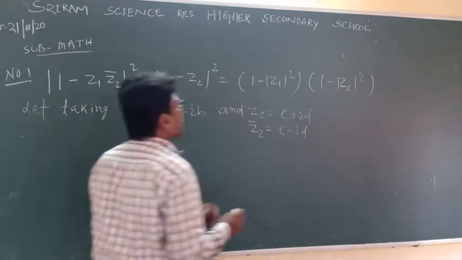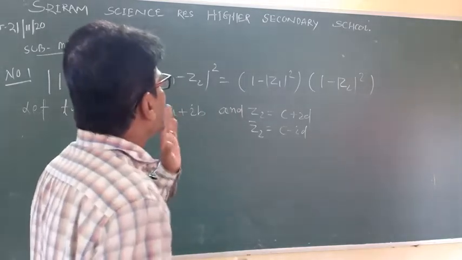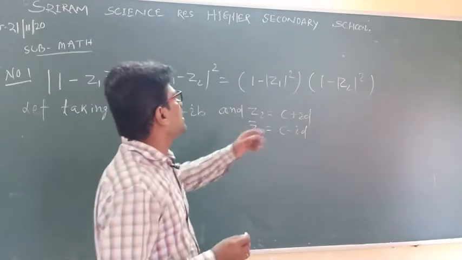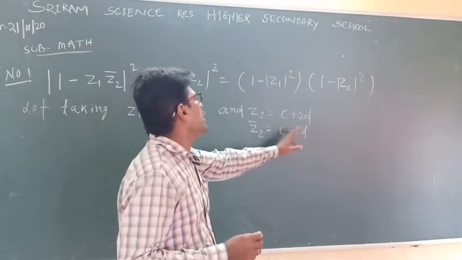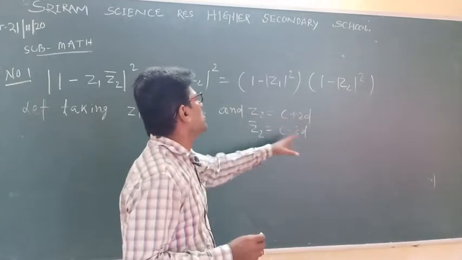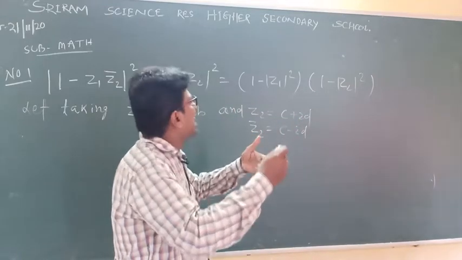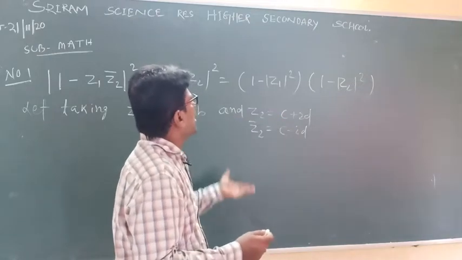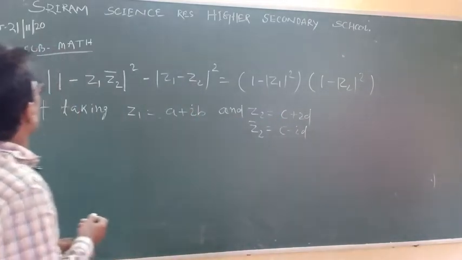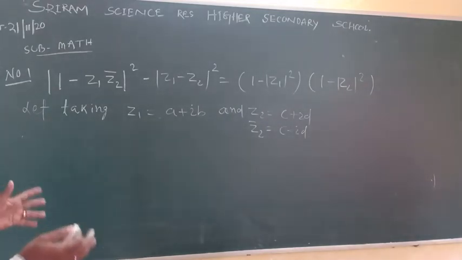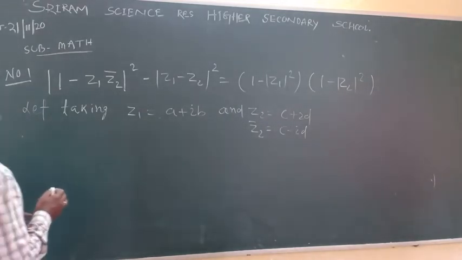I already told you about the conjugate. Only change the sign of the imaginary part. Here the imaginary part is plus ID, so it becomes minus ID. If it is minus ID, then the Z2 conjugate is plus ID. So only change the sign of the imaginary part, not the real part. Real part same as before. So now for 1 minus Z1 into Z2 bar modulus whole square, we have to find Z1 into Z2 bar.